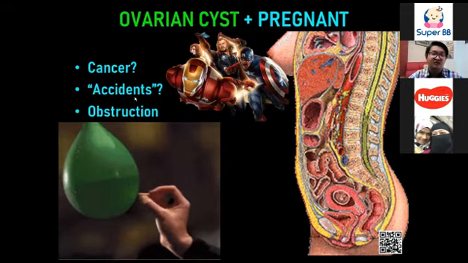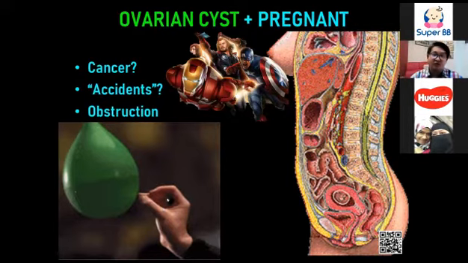What we are afraid of during pregnancy for ovarian cysts is whether you have accidents. What I mean by accidents is not a motor car accident or you bump into something, okay? Accident means that, can you see the photo here? It's a balloon, right? So this balloon is like a cyst. If, when you're pregnant, the cyst ruptures or bleeds or twists, then you have very severe pain and a lot of bleeding. So when you develop this accident, then you need surgery immediately to remove the cyst and also to repair the bleeding.